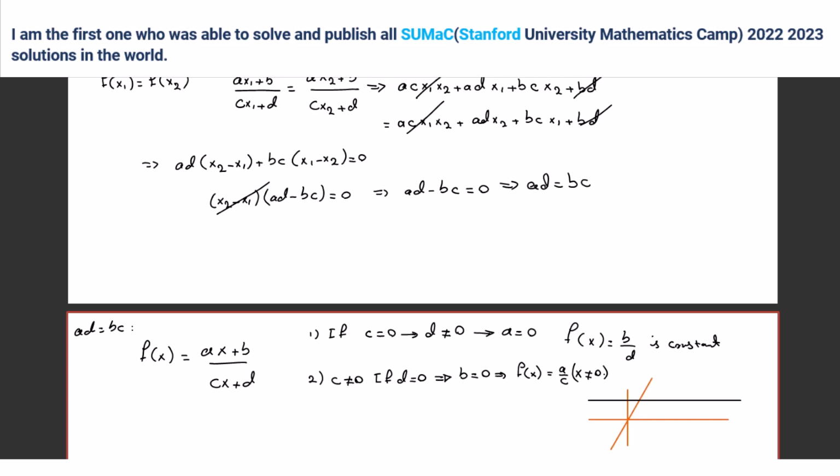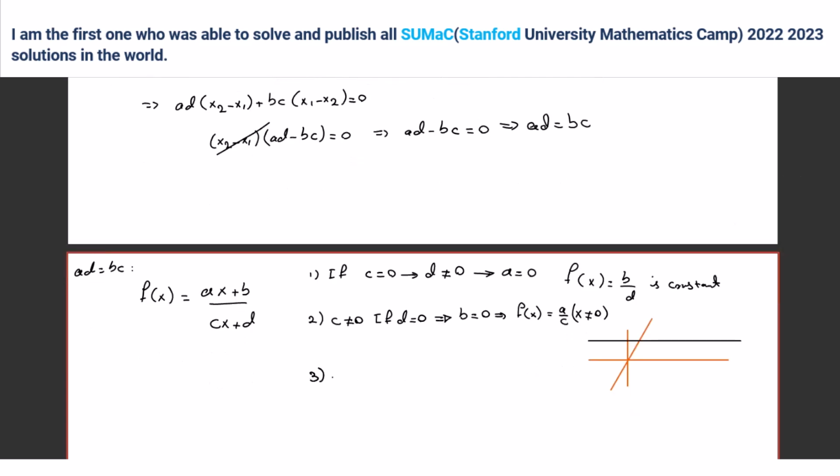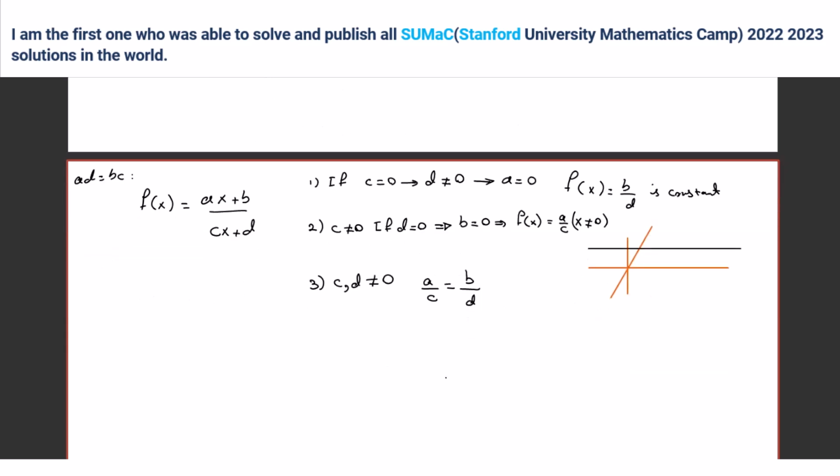Okay, again, it's not a good function for us. So for the third case, we can conclude C and D both are not 0, right? Okay, then we can say what? We can say A over C is equal to, for example, B over D, right? Okay, so then we should do what to prove it's constant?